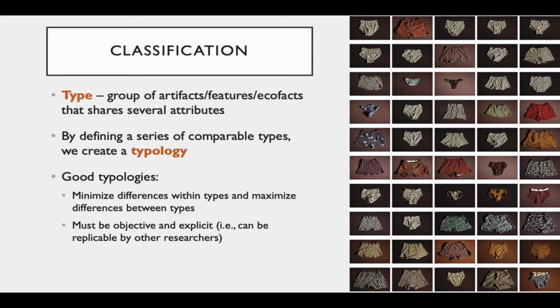Good typologies have two things. The first is that they attempt to minimize differences within a type while also maximizing the differences between types. So you need to determine the level of lumping or splitting, sometimes is the terminology we use within archaeology. Do you want to accommodate more things within one type and have broader categories, or are you going to split things up a bit more thinly? Second, a good typology must be objective and explicit, and that means that it can be replicable by other researchers. That comes back to the scientific method again that we discussed earlier in the semester.